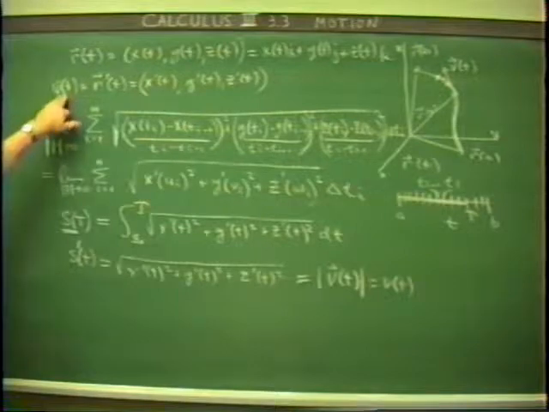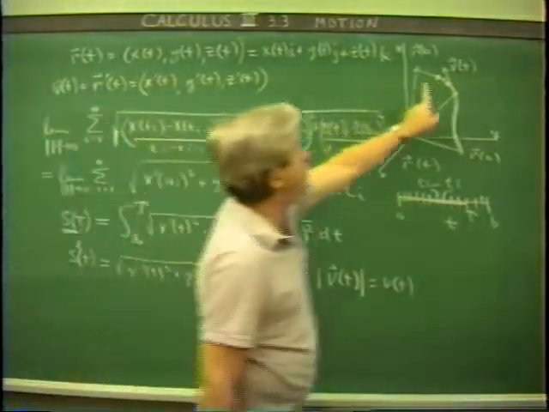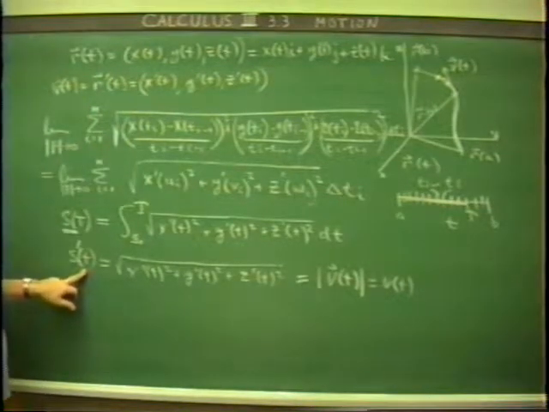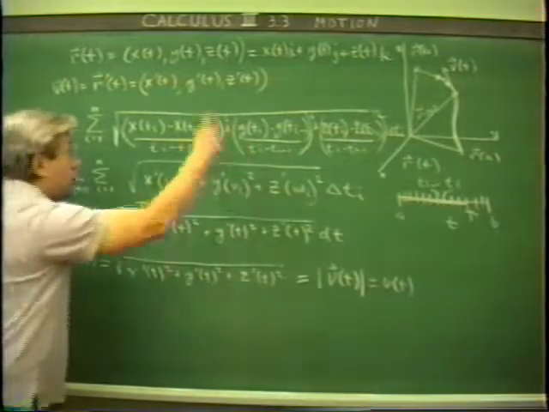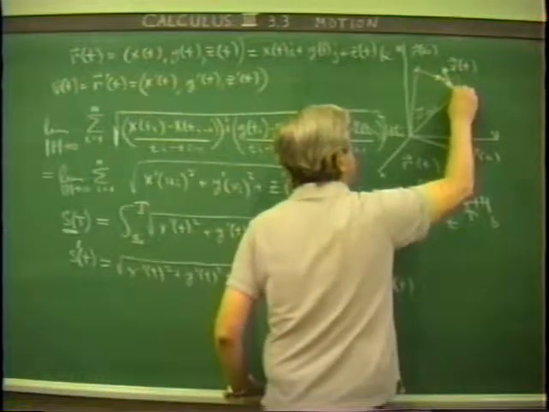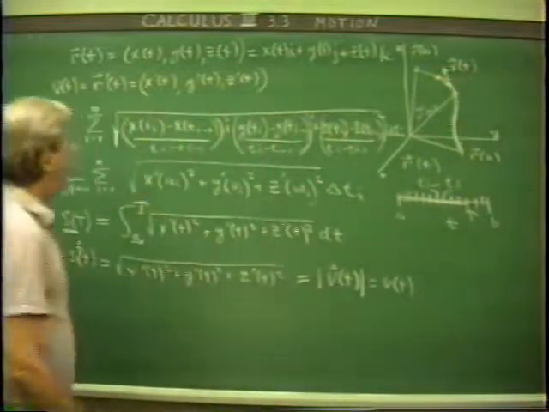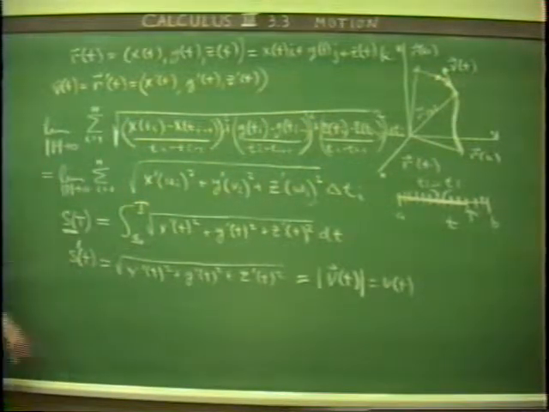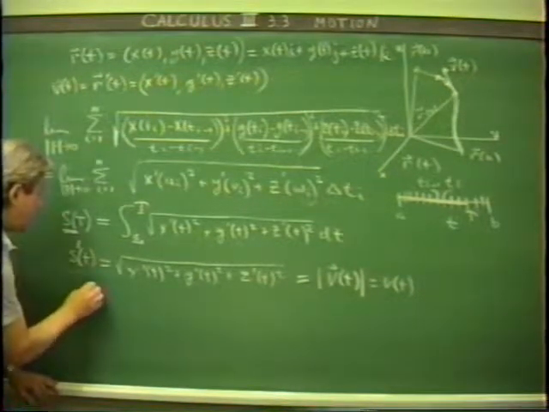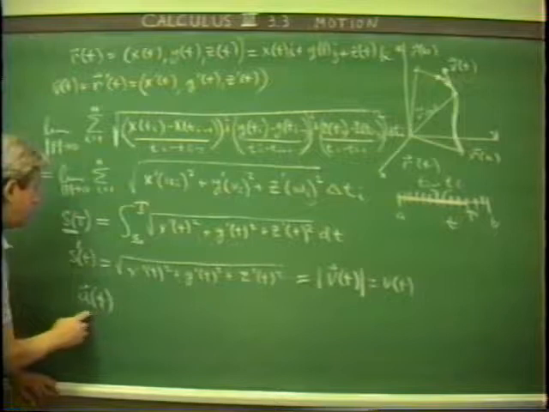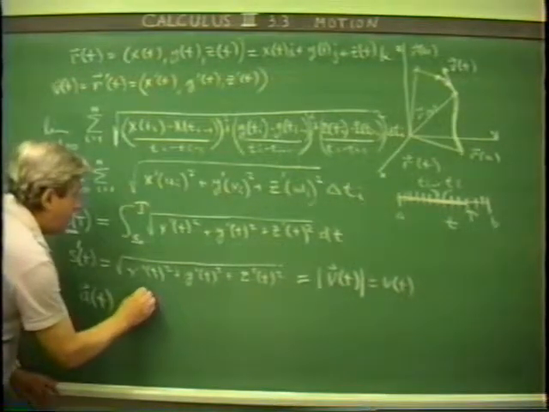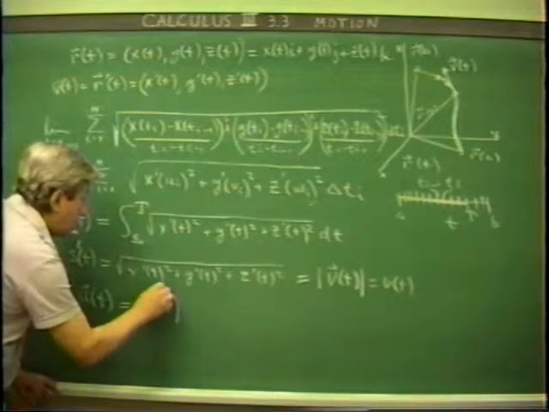So the vector v of t is a vector which points in the direction of the curve and whose magnitude is the speed or velocity. It's the speed at which the curve is being traversed. So this vector points in this direction here and has the speed as its magnitude. Now, besides the velocity, the vector valued acceleration function is defined to be the derivative of the velocity.